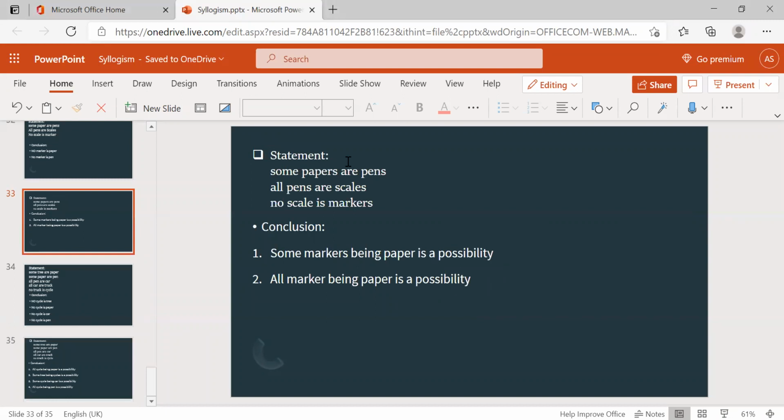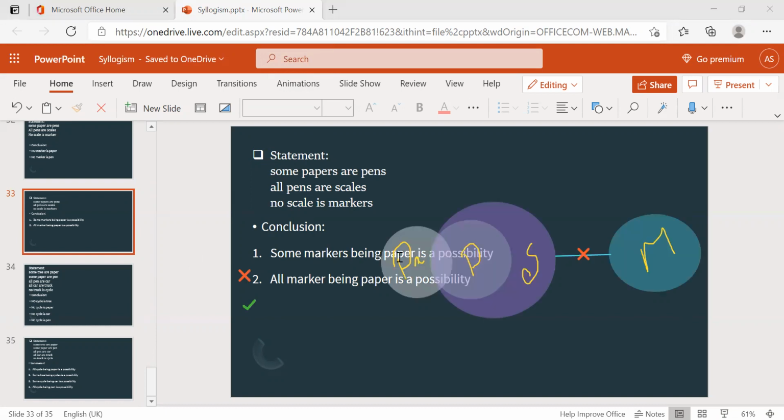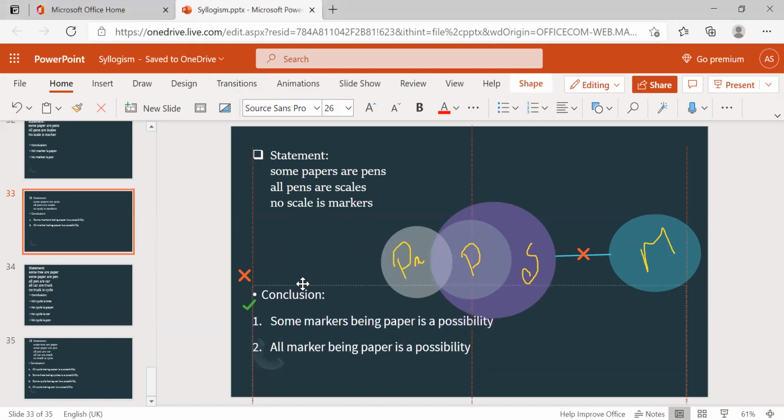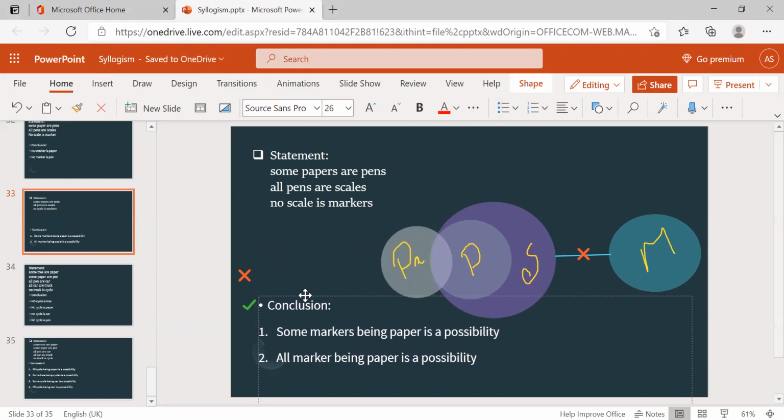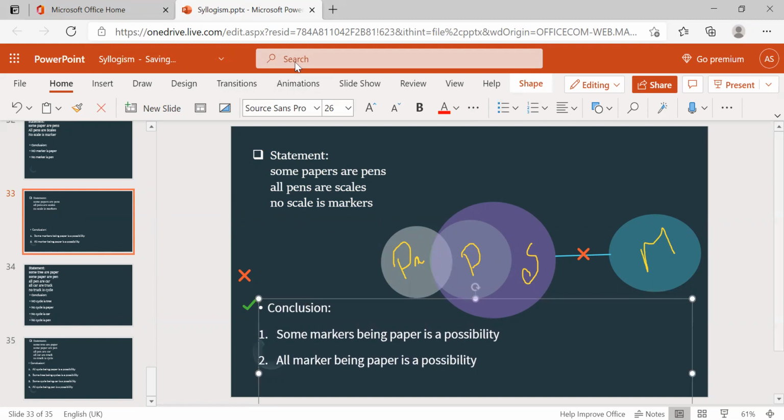Statement: some papers are pens. All pens are... oh, this is also the same, I think. Okay, see here. See the statement. Some papers are pens. All pens are scales, and no scale is a marker. Here also it's the same thing. Just see now, the conclusion changes. The conclusion changes, right?